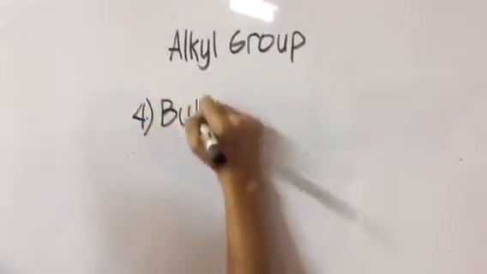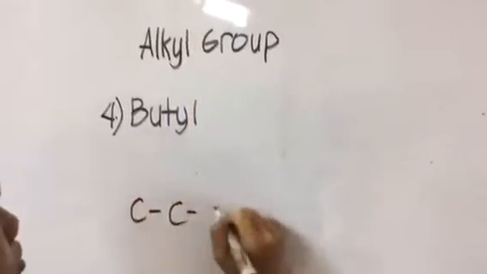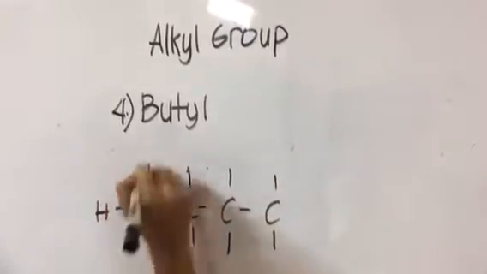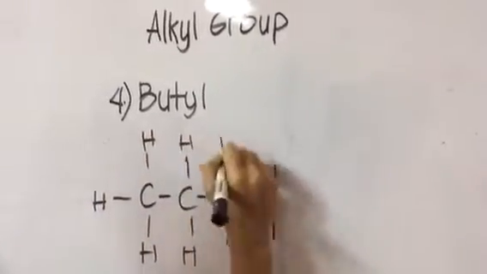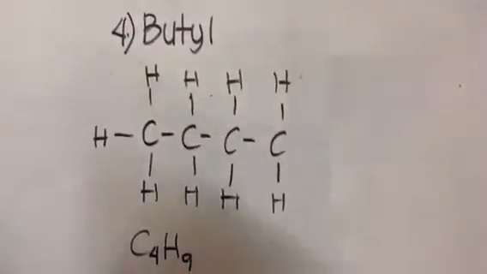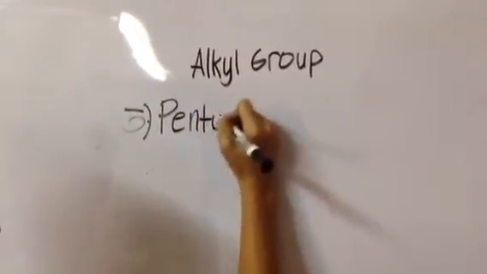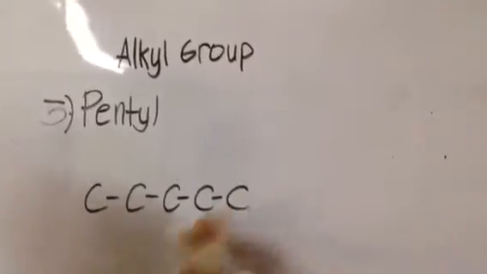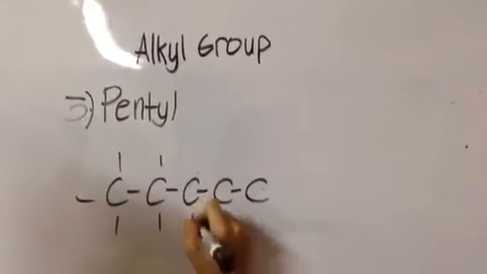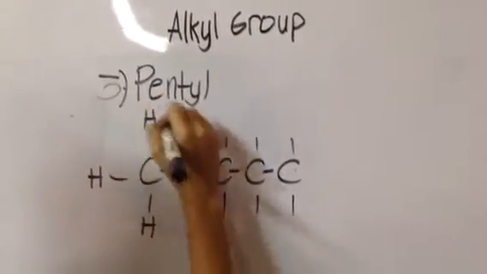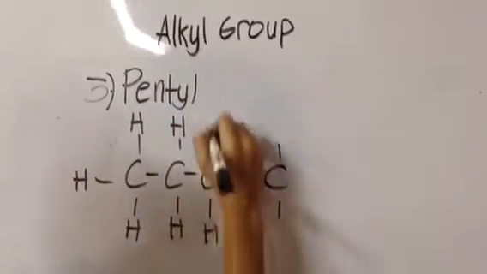So the fourth example is butyl. You just have to do the same process as the others. You just have to put 4 carbon atoms with 9 hydrogen atoms so that you could get C sub 4 and H sub 9. So the last example is pentyl. You just have to do the same process as the others. Just put 5 carbon atoms with 11 hydrogen atoms around it, except the left side. So you would get C sub 5 and H sub 11.